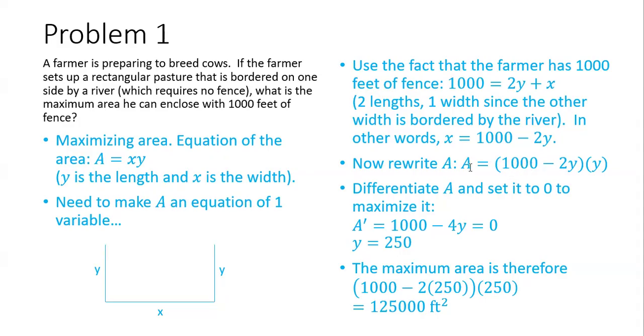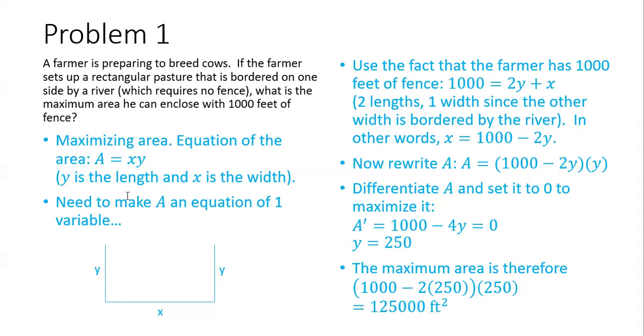Since A is the area, and we found what y is, we plug it back in, and you should get 125,000 feet squared. If this is a free response question, don't forget your unit of feet squared. And if it's a multiple choice, be careful to answer the actual question. So it's 125,000 feet squared.